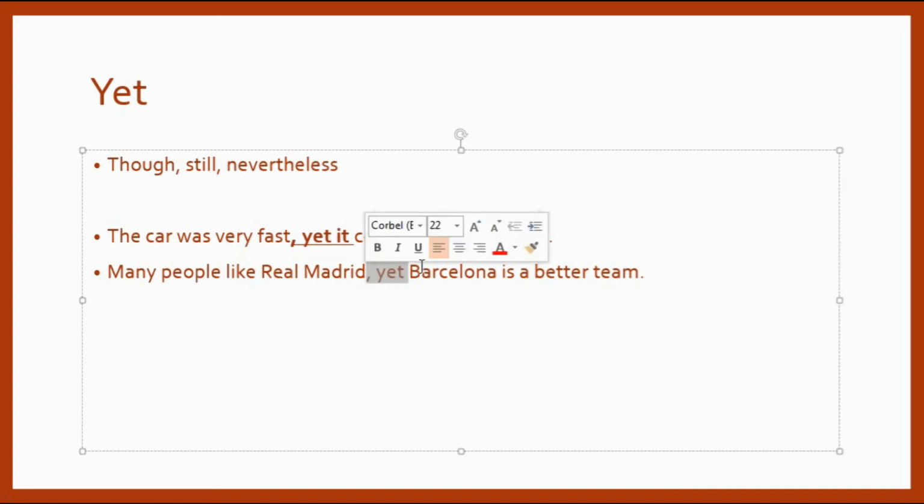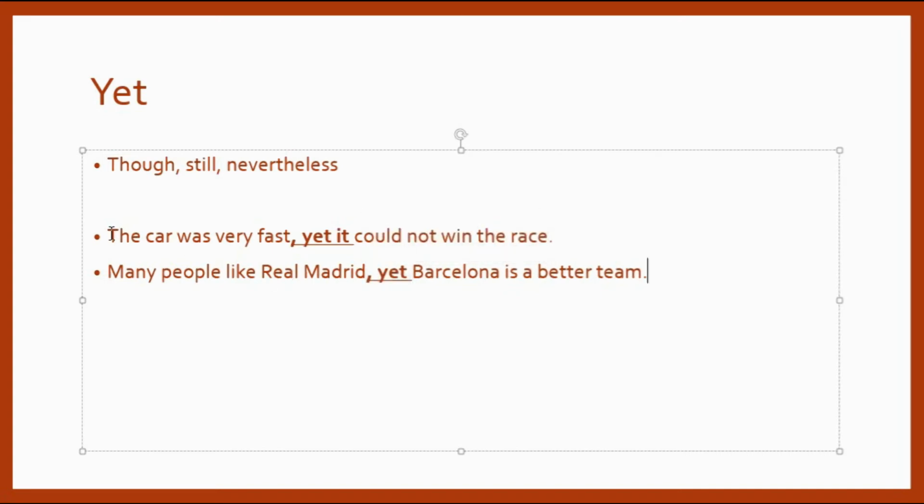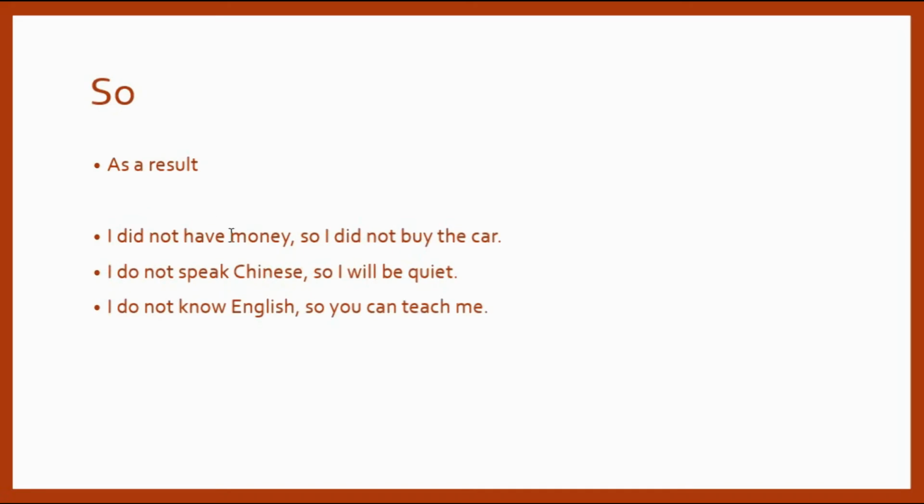So it shows you an opposite thing to the common sense in a way. Okay. More examples will teach you more about this. The final one is "so". It just means as a result. Okay. The result of something.